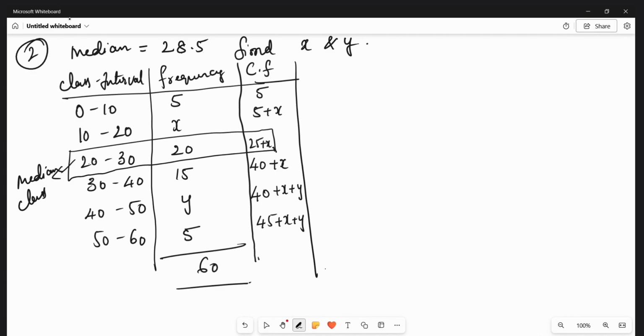See, if I add x, I can take 10 also, 5 also, anything. If I take 10, then the column will change. If I take 5, then which one is the median class will change, no? I don't know that. So if we take 30 to 40, it will be wrong. Yeah, completely wrong. You cannot take that.